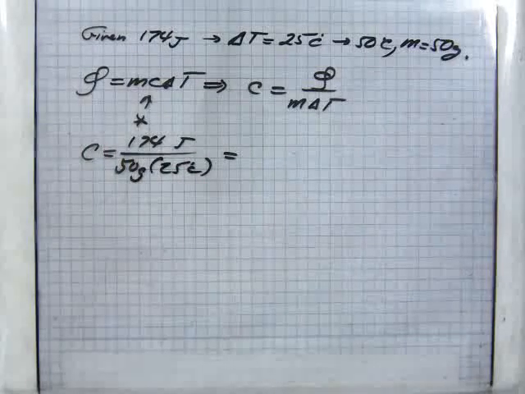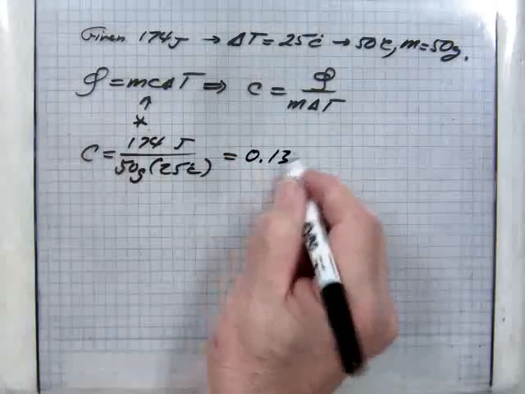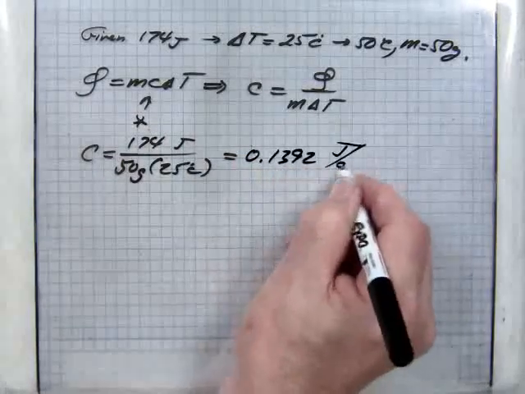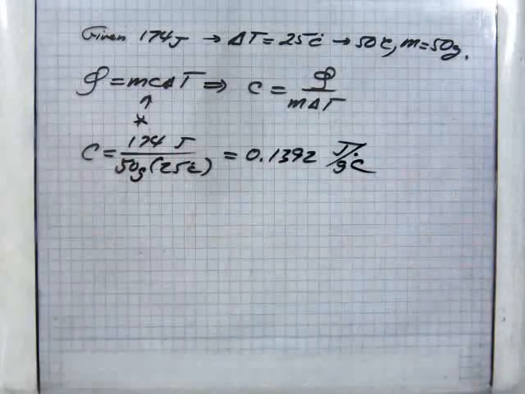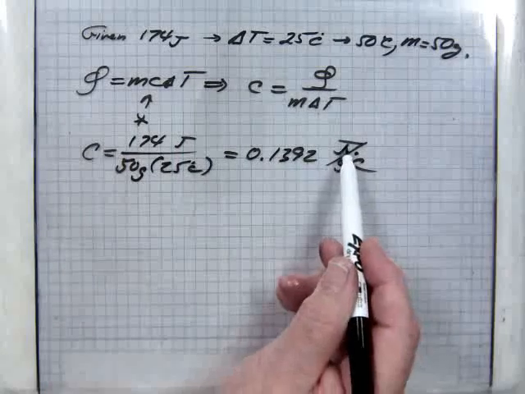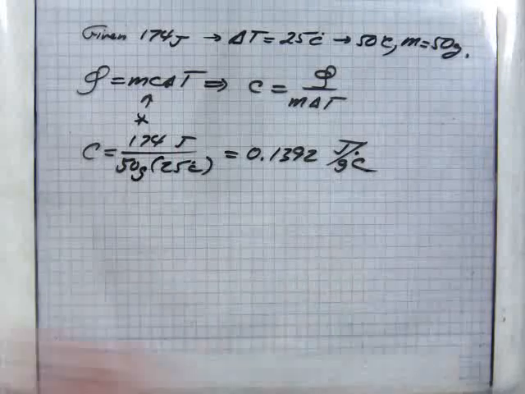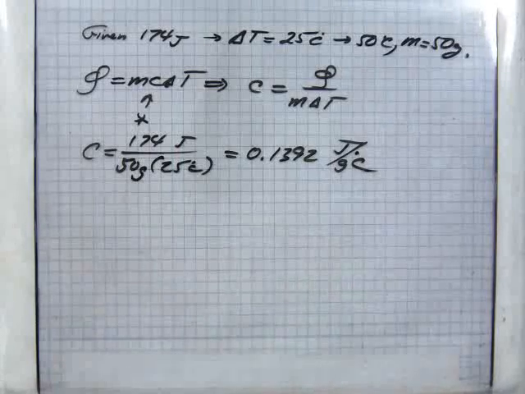And so 174 divided by 50 divided by 25, and specific heat is 0.1392 joules per gram degree Celsius. Those are the units for specific heat. Specific heat is the amount of energy needed to raise 1 gram of substance by 1 degree Celsius. That's what it ultimately refers to.